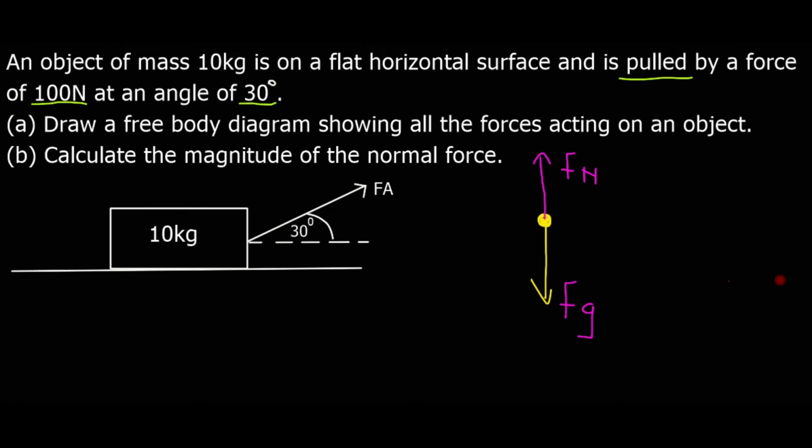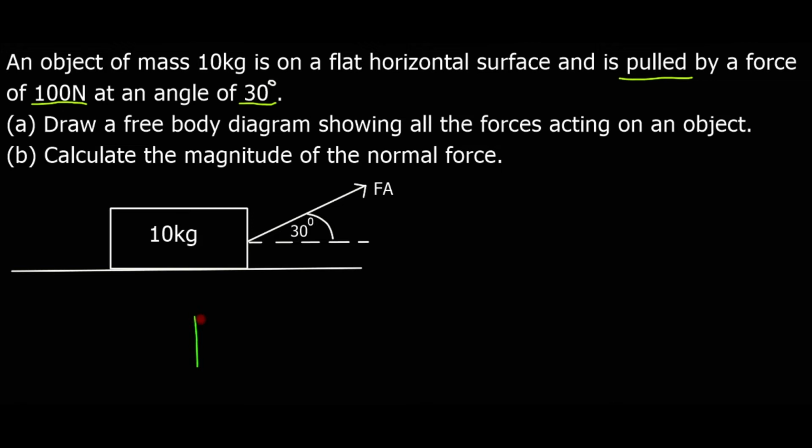And then our force applied is now not in this direction, but in this direction. So this is our force applied, and then this is our free body diagram. Now the next question. Part B: calculate the magnitude of the normal force.